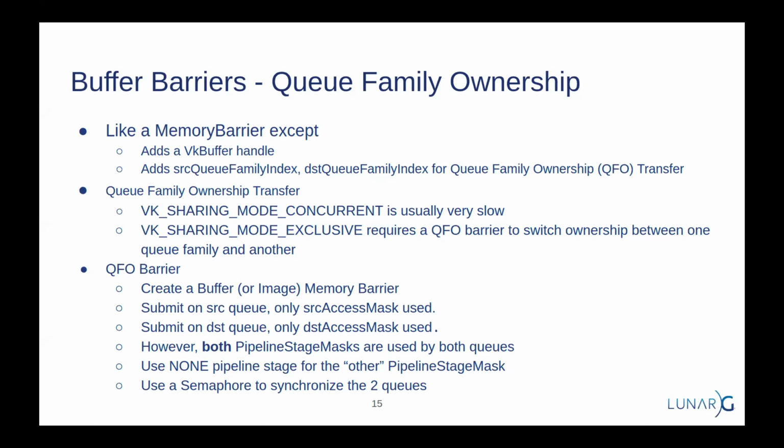And then you might also need a semaphore to know when that barrier operation is completed on one queue and when the other queue can start executing. The pipeline barrier part of a queue family ownership transfer is all about memory management and coherency between the two pieces of hardware.